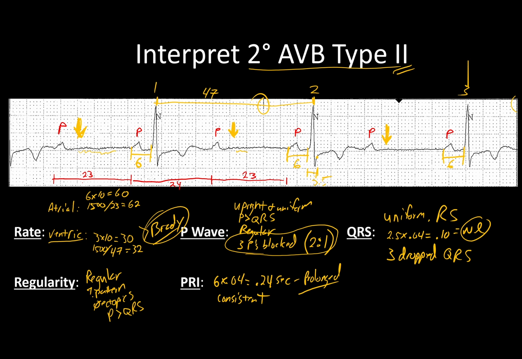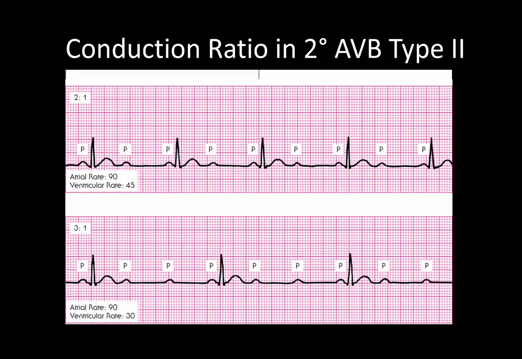All that put together tells us that we have second degree type 2, 2-to-1 conduction. And that is the official answer. I'd like to explain further the conduction ratios, or the 2-to-1 blocks, however you'd like to phrase that. And so this slide and the next slide illustrate exactly what I'm talking about.